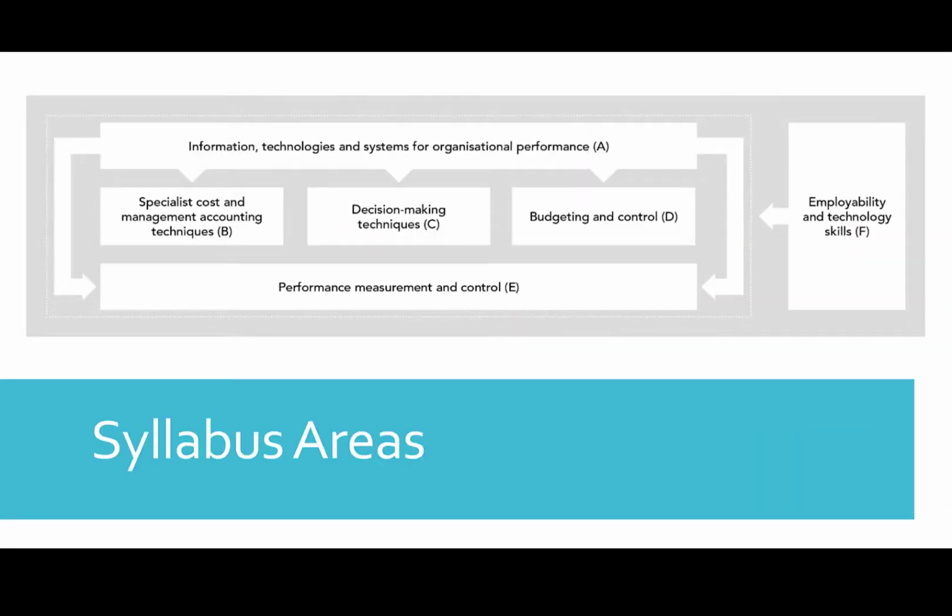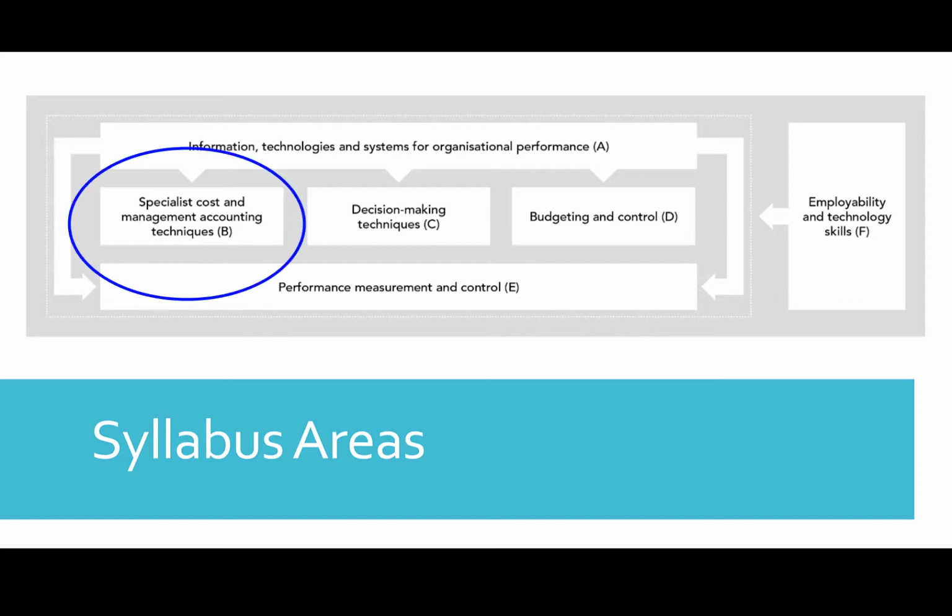Now, these are the main syllabus areas. Now, there is a new syllabus area called Employability and Technology Skills. This is pervasive across all applied skills papers now. Then we've got the main syllabus areas. We've got 5 of them. We've got Information Technologies and Systems for Organisational Performance. That is all about information, how we source it, how we use it, and how we process it, and what we do with it to get the decisions that we need.